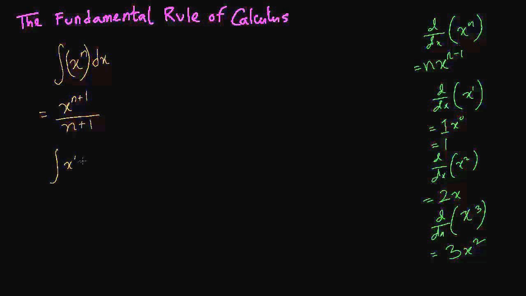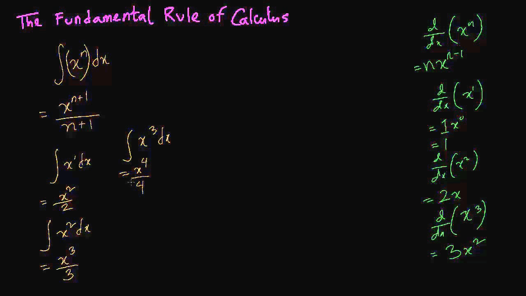Integration of x to the power 1 is x squared by 2. Integration of x squared dx is x, increase the exponent by 1, to the power 3 divided by that. Then integration of x to the power 3 dx becomes, increase the exponent by 1, x to the power 4, divided by 4, and on and on. So this is how it works.